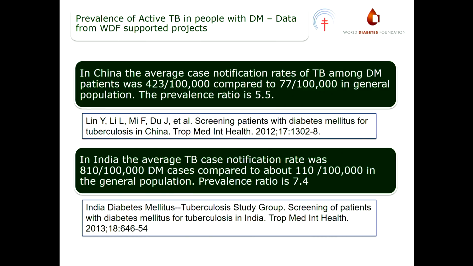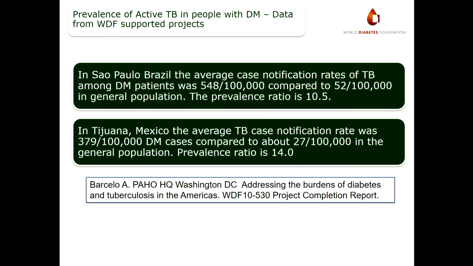Based on the work that happened here, we were able to indicate that, for example, in China, the average case notification rate for TB among people with DM was about 423 per 100,000, compared to 77 per 100,000 in the general population, a prevalence ratio of about 5.5. In India, the prevalence ratio was about 7.4.